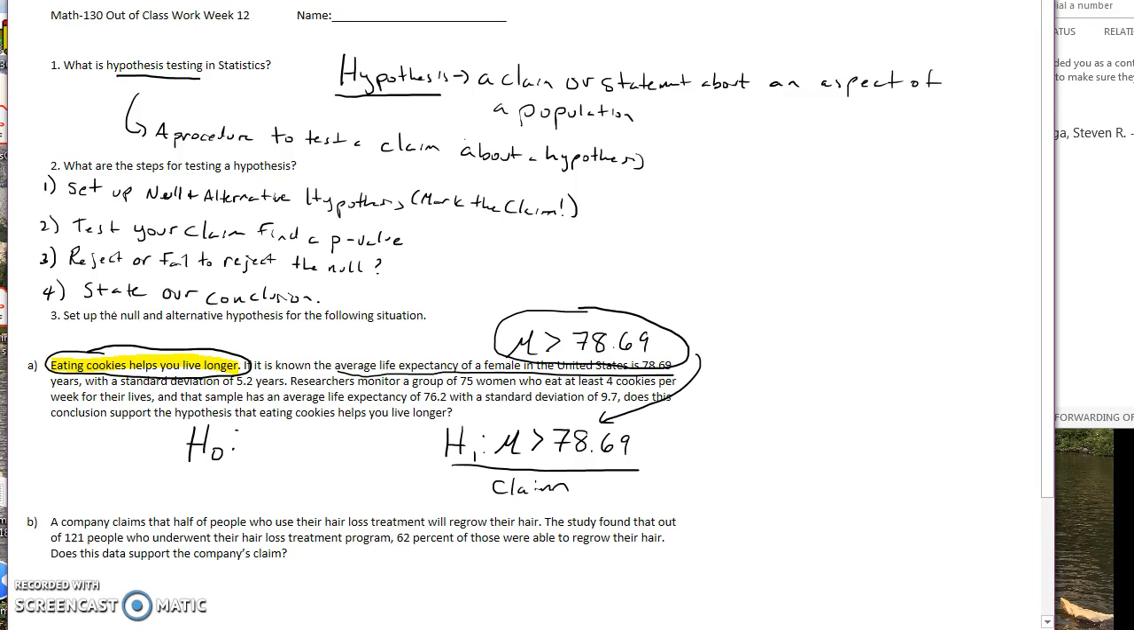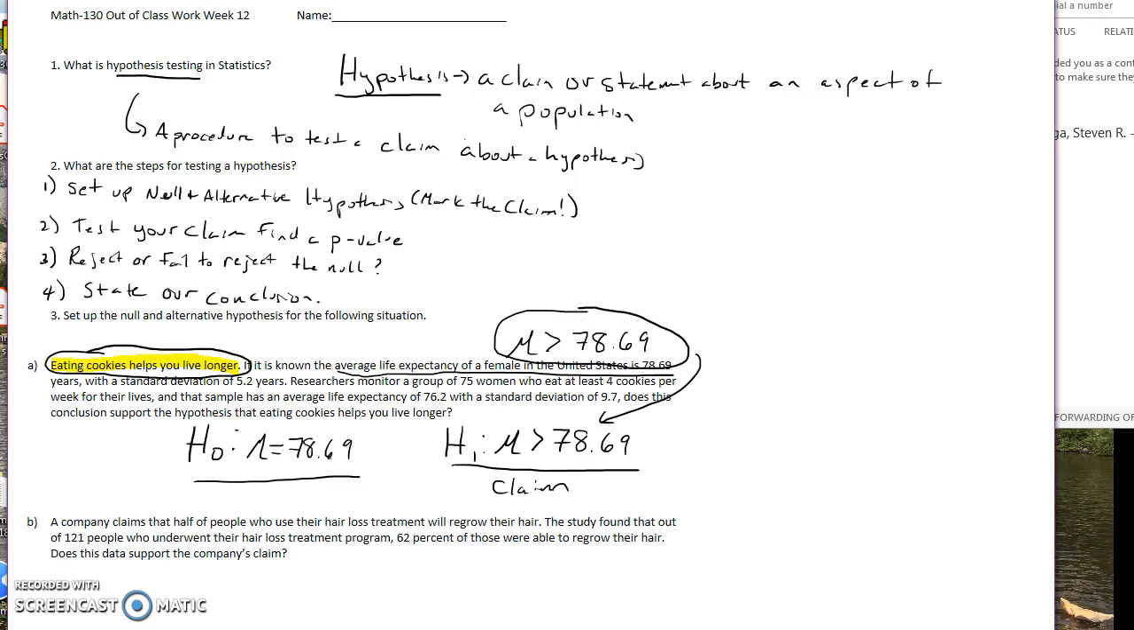Then what would the null hypothesis be? Well, if there is no difference, then it would be that the mean is equal to 78.69. So this would be the null hypothesis, because if cookies do not help you live longer, then this average would be the same as the average of all other women. Now, there are going to be a lot of steps that we do past this point, but it's very key that we get this process of getting the null and alternative hypothesis down.